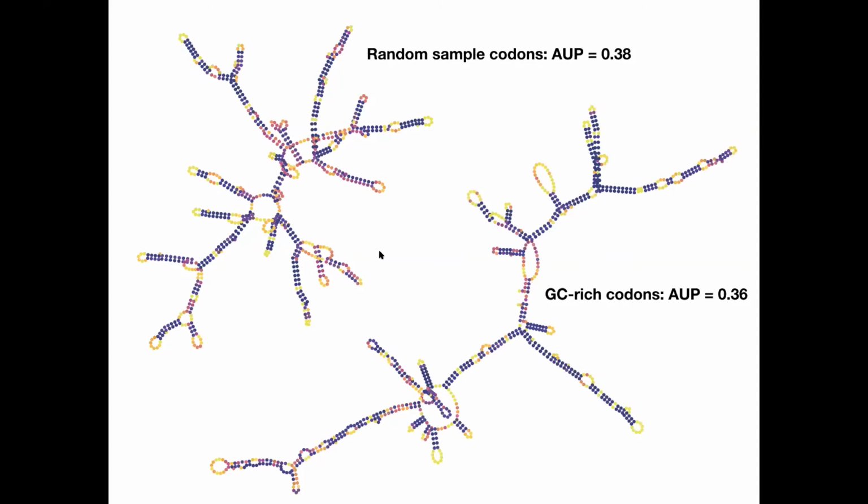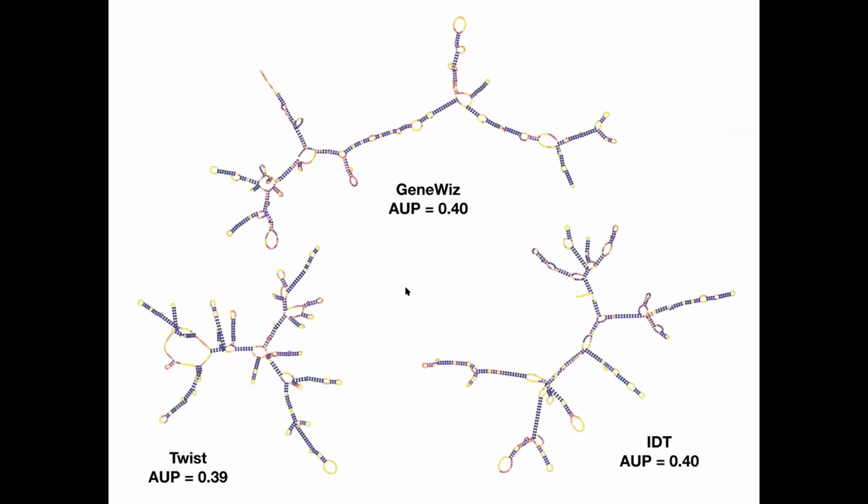If I only sample codons that are rich in Gs or Cs, I don't do that much better. It maybe looks a little bit more stable, but the overall AUP is still just 0.36. So there's all these vendors we can get mRNAs from too. So Dosun went and got sequences from all the vendors. For many of them, they're also stochastic, so you can get many solutions back. And these are the lowest AUP values that we got from those. So for this EGFP, they even got worse from the mRNA vendors.